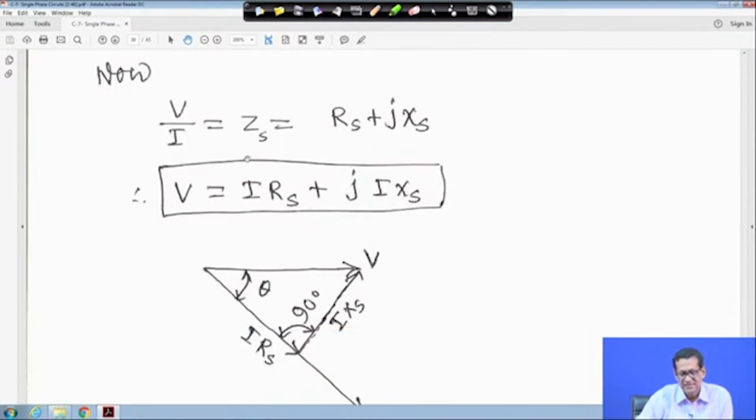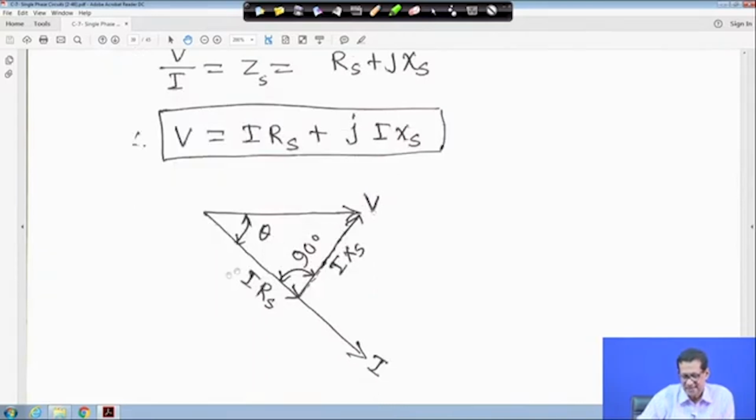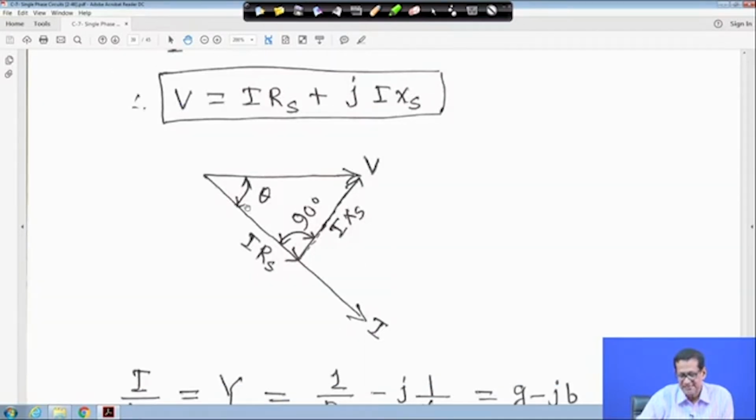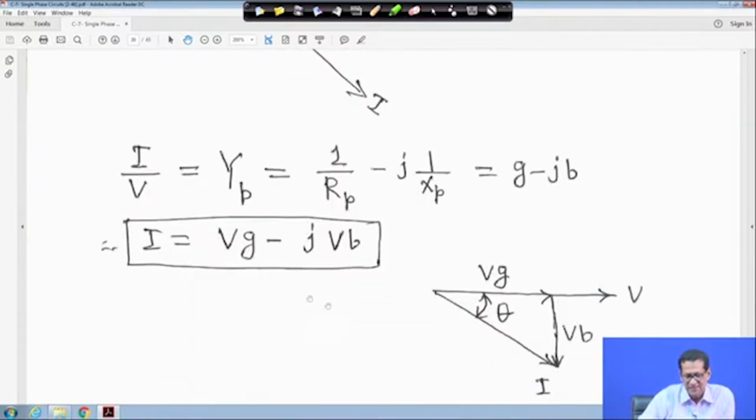And we know V by I is equal to, say, Zs for the series circuit, it is Rs plus jXs. Therefore V is equal to IRs plus jIXs. So V is my reference, and this is the current I, say it is an inductive circuit, so I is lagging by an angle theta. So this one is my IRs and this is my IXs, and this angle is 90 degrees, not marking again and again by blue ink, but this is 90 degrees. So this is understandable.